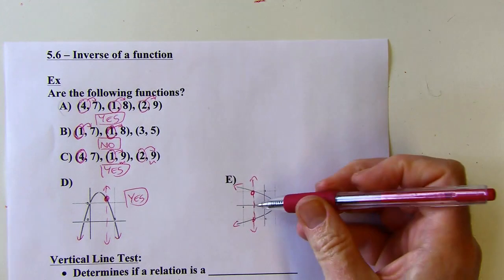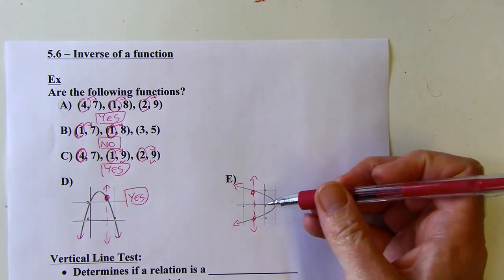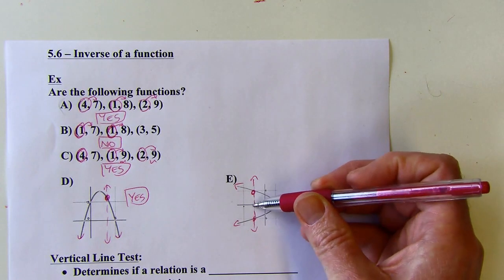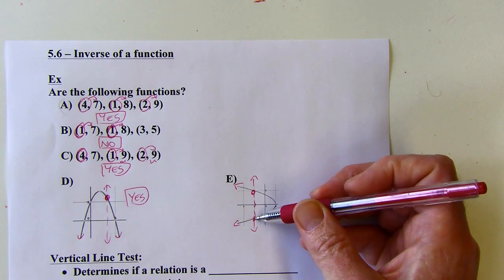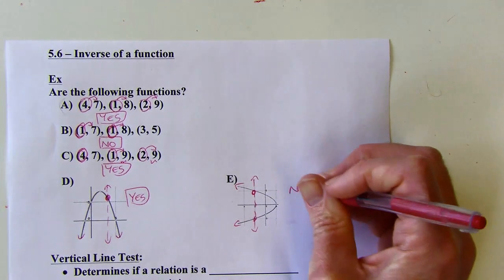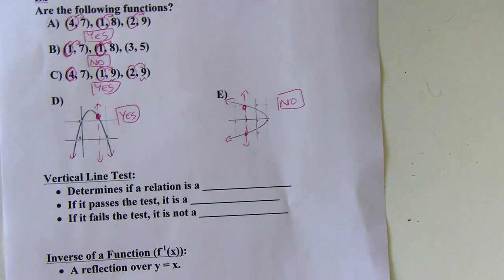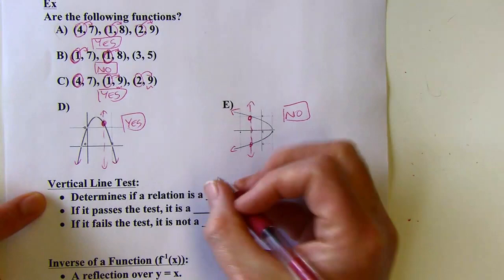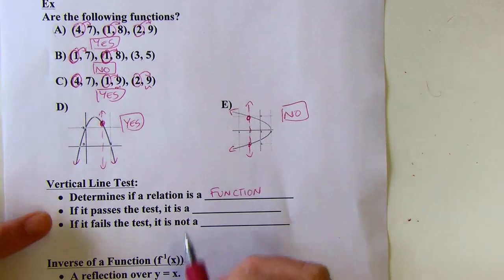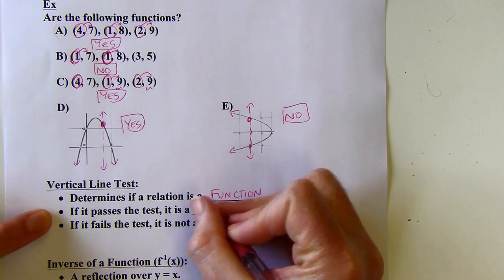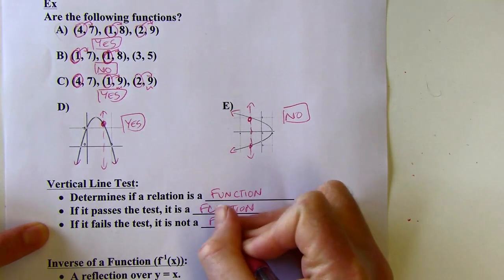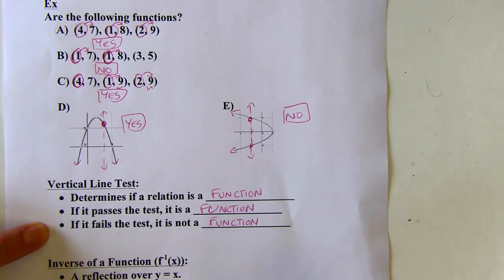And it makes sense. This x value, if you look really closely, that's negative, I think it's negative 2. These numbers are so small. But if x is negative 2, then y could be positive 2 or negative 2. So that x value leads to two different y's. This fails the vertical line test. That's a no. Okay, so the vertical line test determines if a relation is a function or not. If it passes the test, it is a function. If it does not pass, it is not a function. Okay? That's the vertical line test.